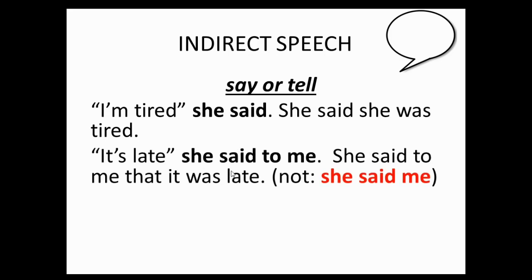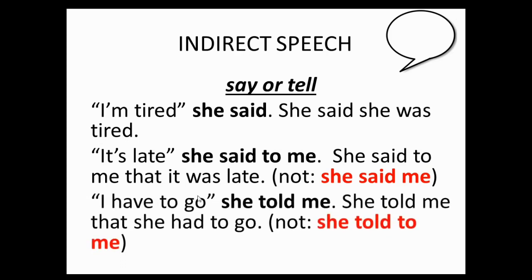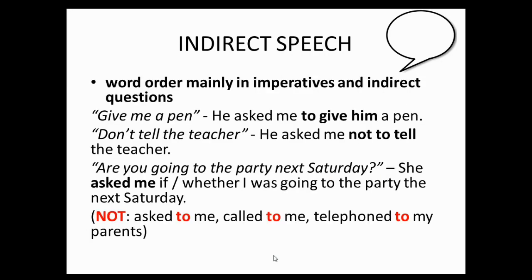It's late, she said to me. And we don't say she said me, be careful with that. She said to me. She said to me that it was late. I have to go, she told me. She told me that she had to go. Here we don't need preposition to, not she told to me, be careful. So we say she said to me, she told me. Me dijo, o dijo.